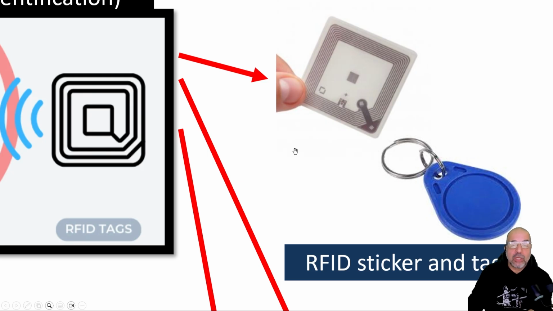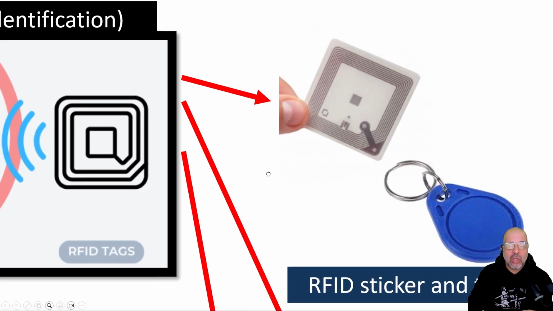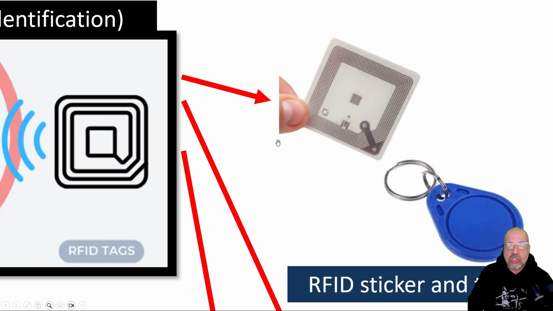Now, we're going to look at the difference between passive and active tags in the next slide. But for the syllabus, the only ones you're really going to be asked questions on is a passive tag. So how does a passive tag work? In short, there's no battery. Okay, this thing has zero battery. It's got a little microchip and an antenna. These lines going around the outside is the antenna.